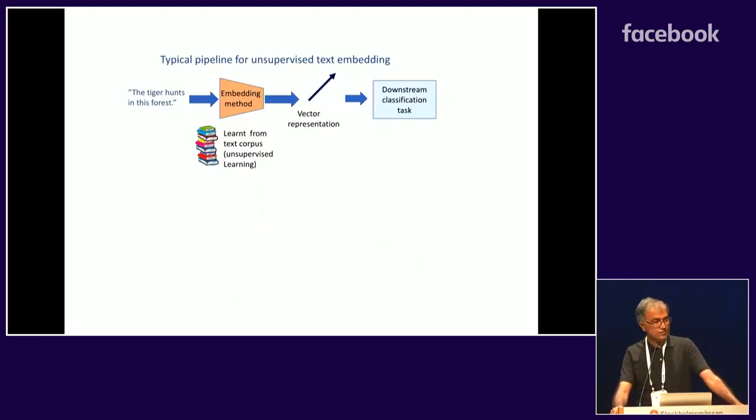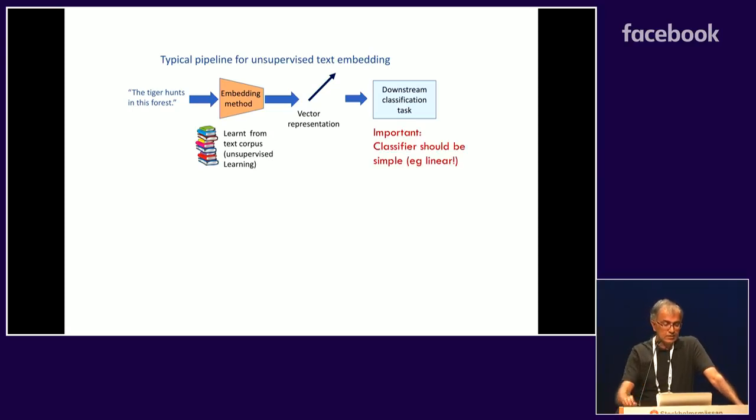Today I'll talk about a slightly different theory related to what I was saying earlier. This came about from thinking about the following. Obviously, the downstream classification task should use a simple classifier, right? That's the whole point of learning a representation: after you learn the representation, the true structure of the data, it's now very trivial to do classification. So it should be something simple like linear.